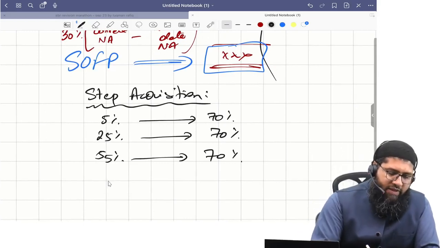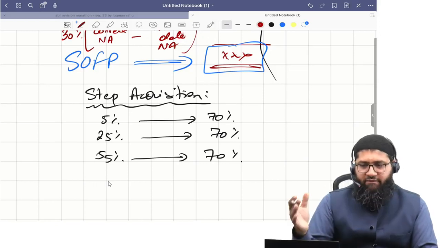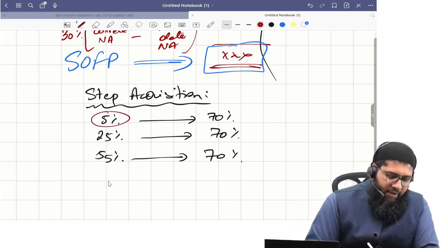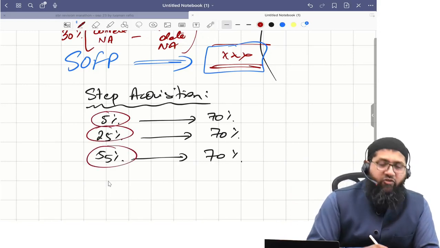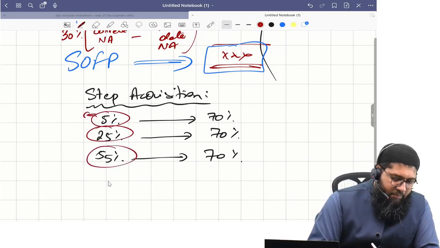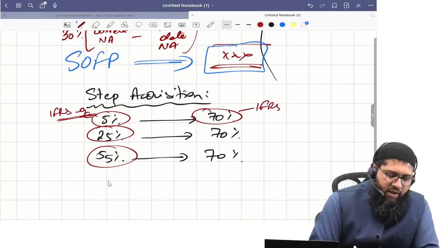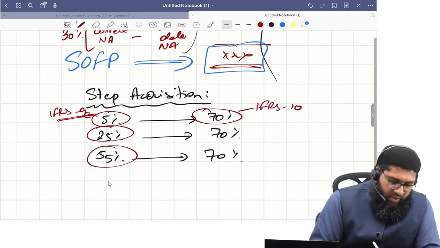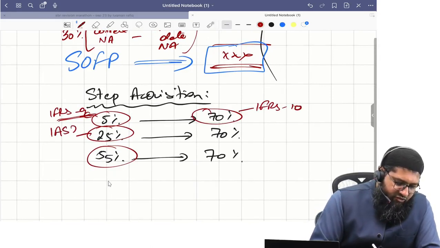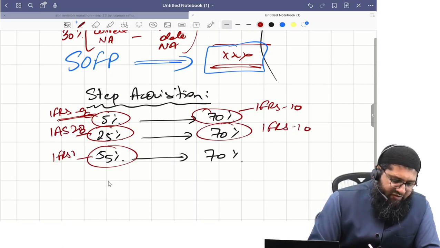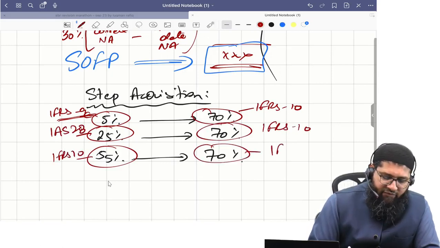Now when I talk about the step acquisitions being 5 to 70, 25 to 70, 55 to 70, what's happening? Here it's actually a simple investment under IFRS 9, and it's becoming a subsidiary under IFRS 10. It's an associate under IAS 28 and it's becoming a subsidiary under IFRS 10. It was a subsidiary under IFRS 10 and it's a subsidiary under IFRS 10.